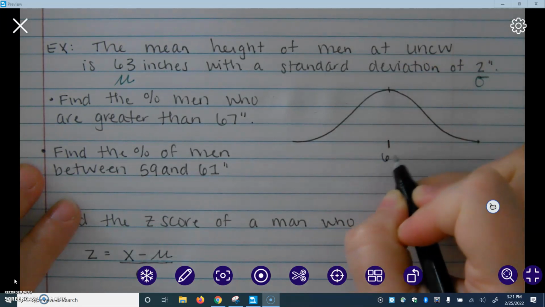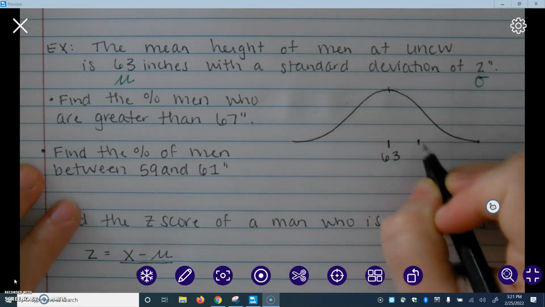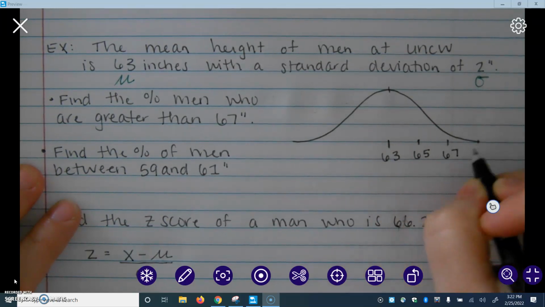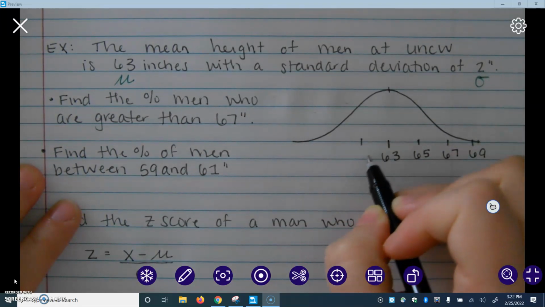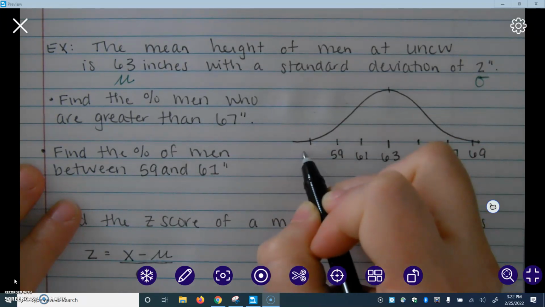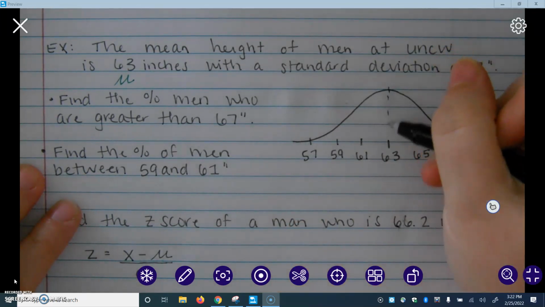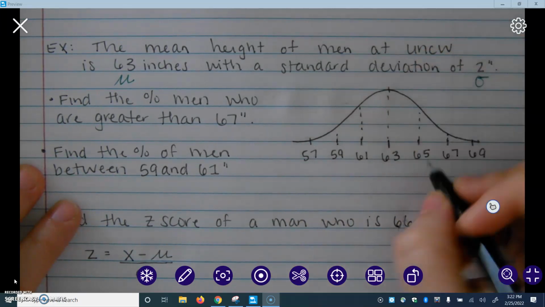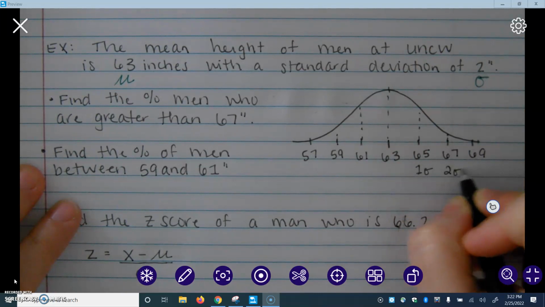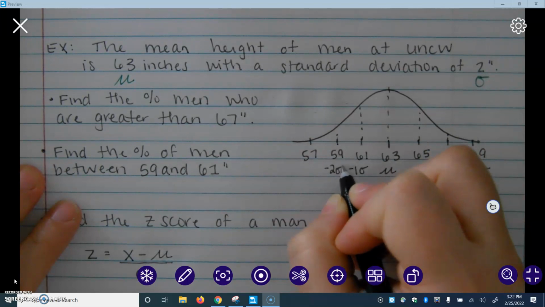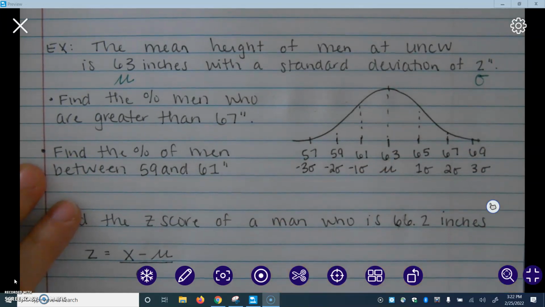So 63, 65, 67, 69, 61, 59, 57. All right, so those are my standard deviations. 1 standard deviation, 2, 3, and 1, 2, 3 to the left.